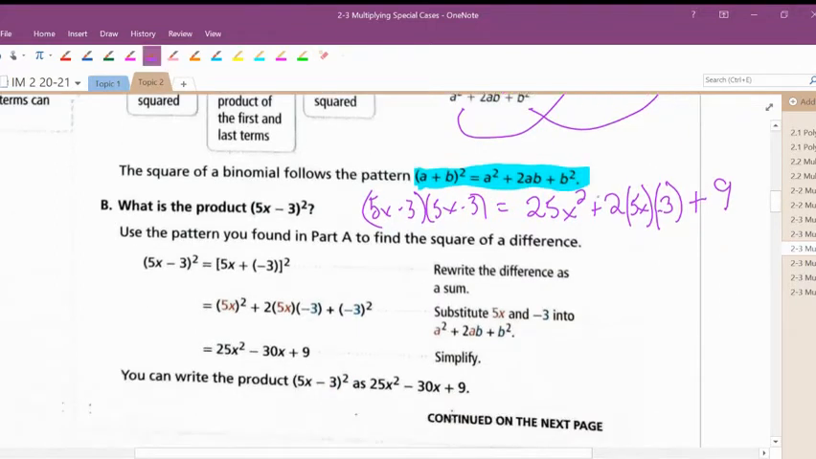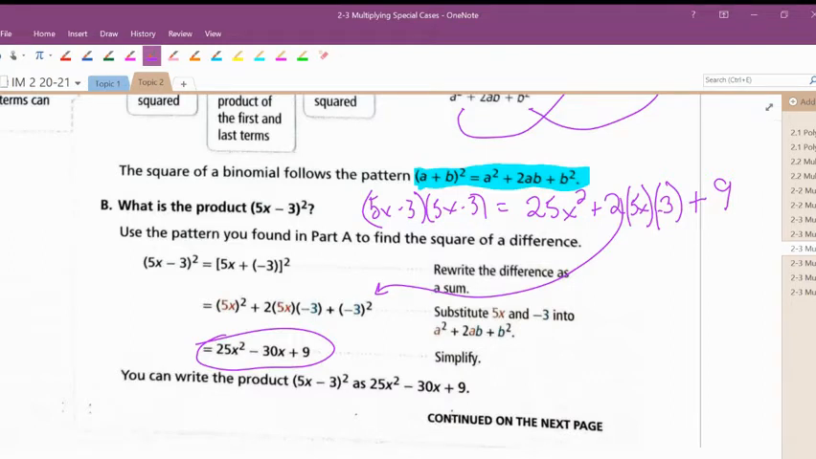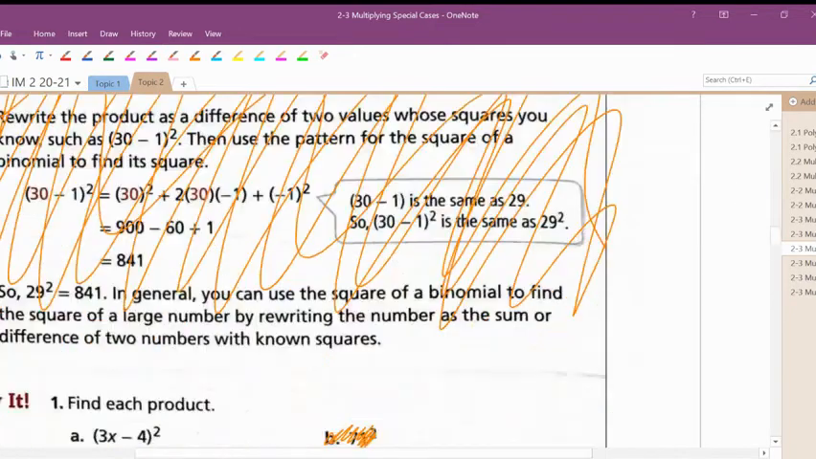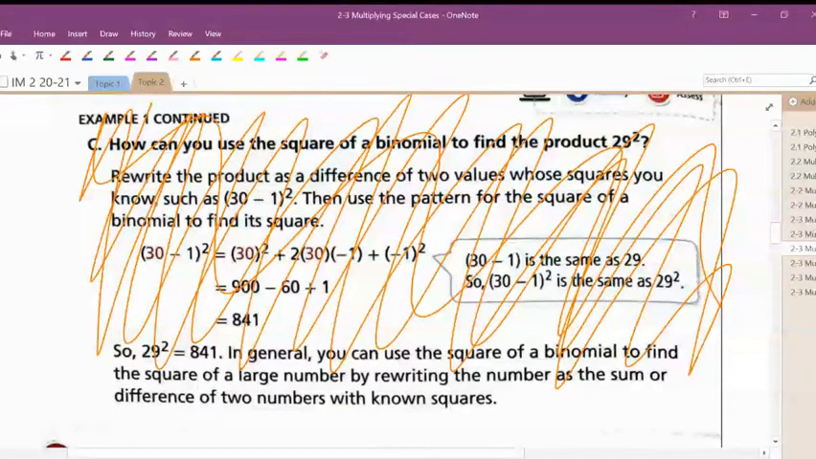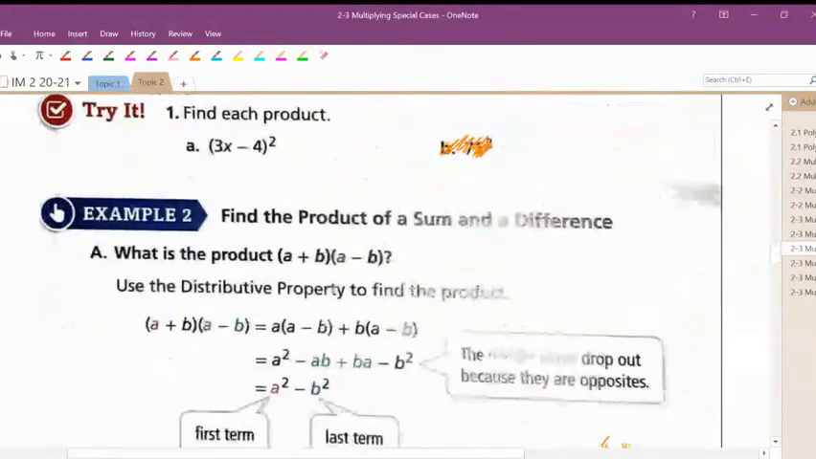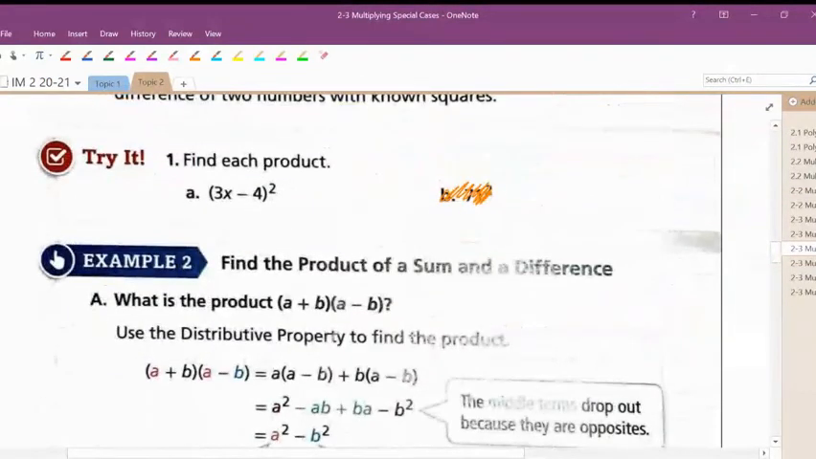So that's what they're writing down here. Then we multiply out 2 times 5x times negative 3, we get negative 30x, and everything else is the same. Could we do it the long way? Yeah, of course. We did the same exact thing. We are not going to do this part because it's weird and it's not the best way to do any multiplication.